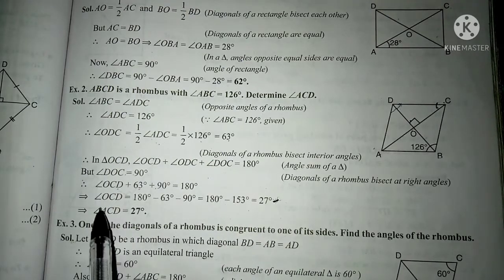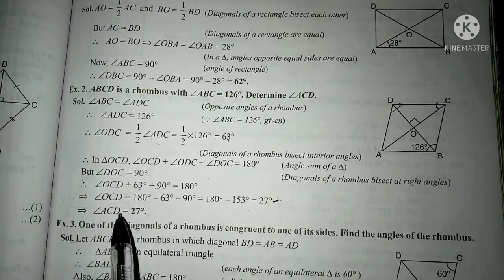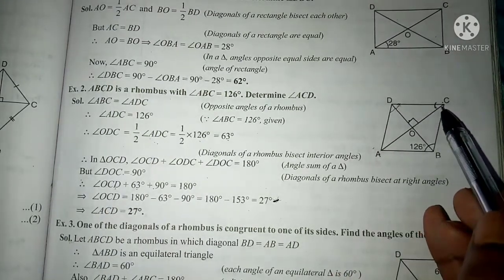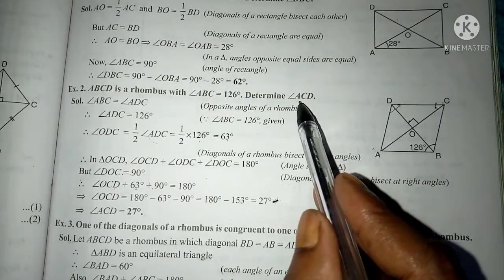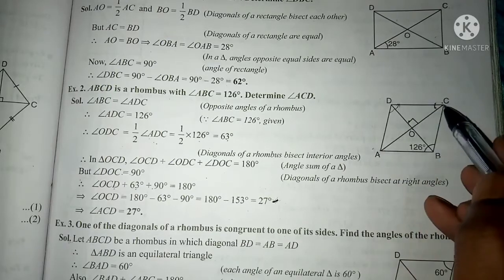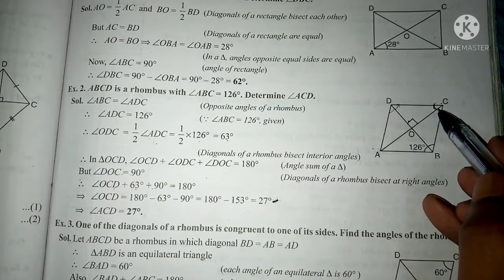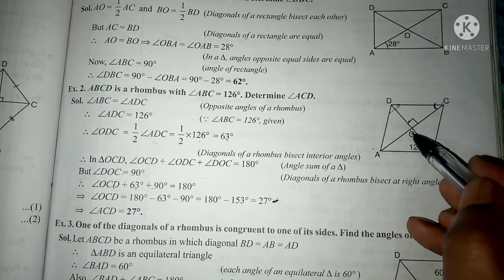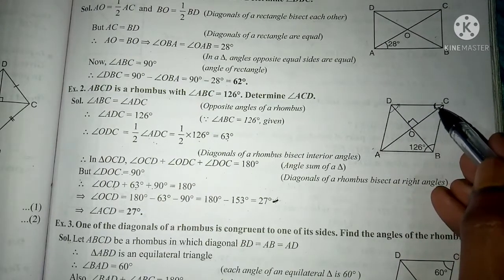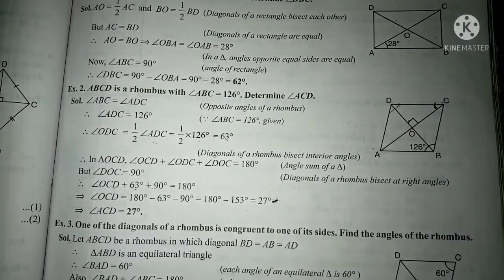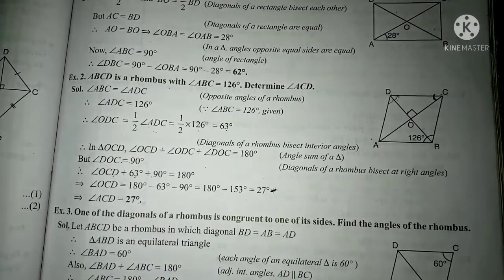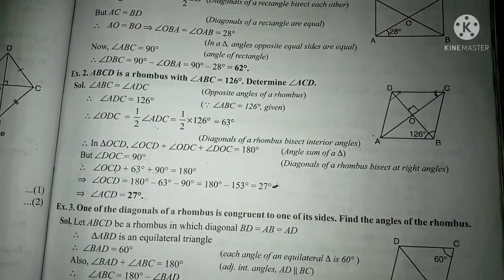So our OCD angle is 27 degrees. But we are asked to find out ACD. Now see, whether you write OCD or ACD, ultimately you are talking about this angle only, it doesn't matter, so don't get confused. So ACD is also 27 degrees. It's very simple. I hope all of you have understood this one.